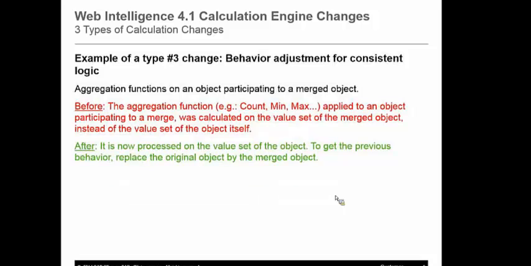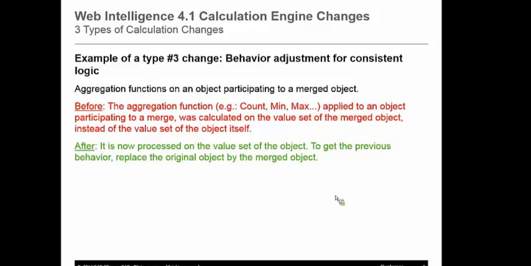Category 3, behavior adjustment. One of these examples is on the aggregation function on the merge object. For any aggregation function, actually, it could be count, min, max, whatever, when it was applied to an object used in a merge object, then the aggregation function was computed on the merge object, or actually the value set of the merge object, instead of the value set of the object itself.